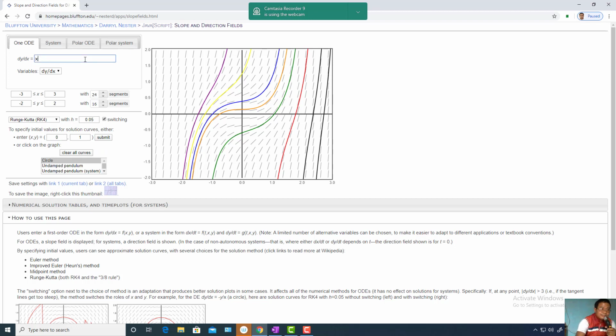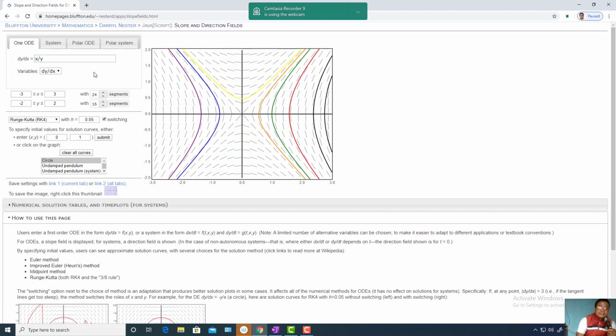Let us see another example. Suppose the function is x by y. When the function is minus x by y, the solution curve is a circle. Okay, when the function is x by y, the solution curve will be a hyperbola. Let us check it. Okay, so you enter here x divided by y. Okay, let us see.